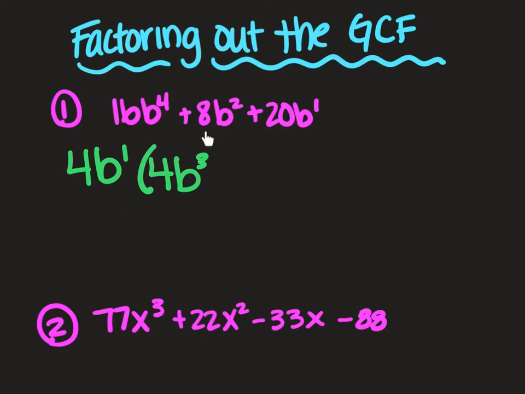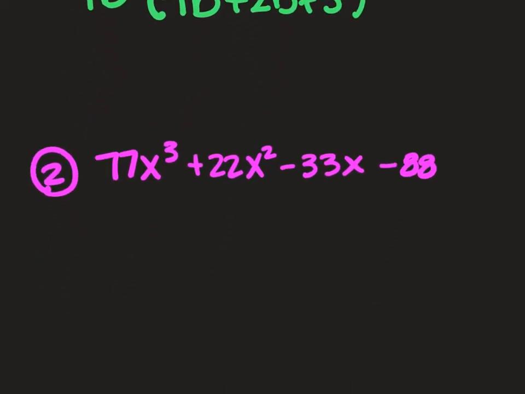Next up, 8 divided by 4 is 2. B squared divided by b to the first gives me b to the first. 20 divided by 4 is 5. B to the first over b to the first is 1. So it leaves me with just a 5. And that's it. That's factoring out the GCF. Let's look at one more.